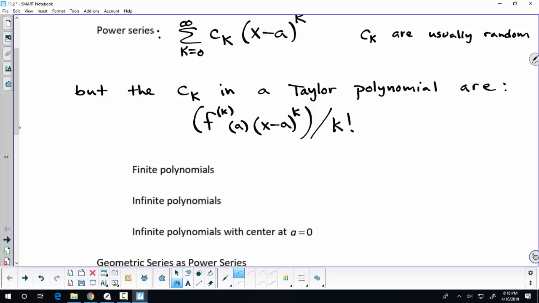So we saw finite polynomials in 11.1. Infinite polynomials are looked at here in 11.2, 3, and 4. So really the remainder of chapter 11 is dealing with infinite polynomials. We don't do chapter 4 though. Yeah, we do 11.4.